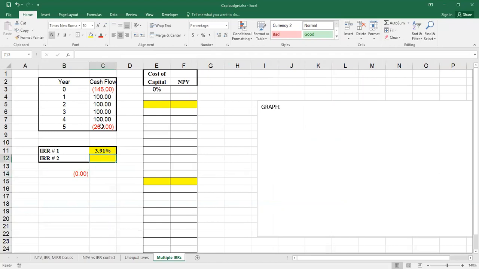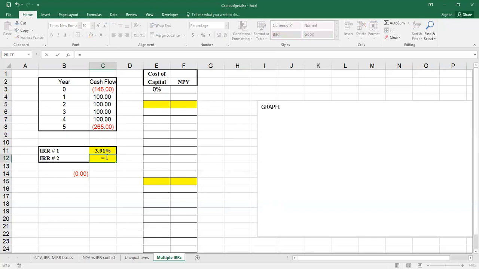Pero kasi meron kang negative outflow. Sandali, Angela. Hello? Yeah, Angela, can you hear me? Yes, sir. Okay. So 3.91 yung isa, no? Now, sabi natin, merong pang IRR ulit yan kasi merong kang outflow again, intermediate, either sa dulo or between the beginning and the end. So how do you determine that?